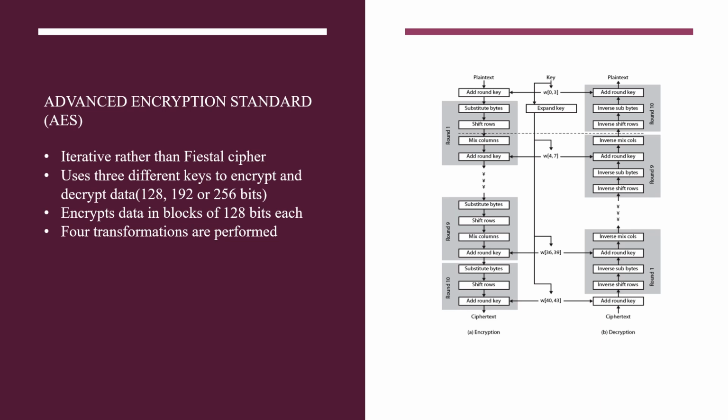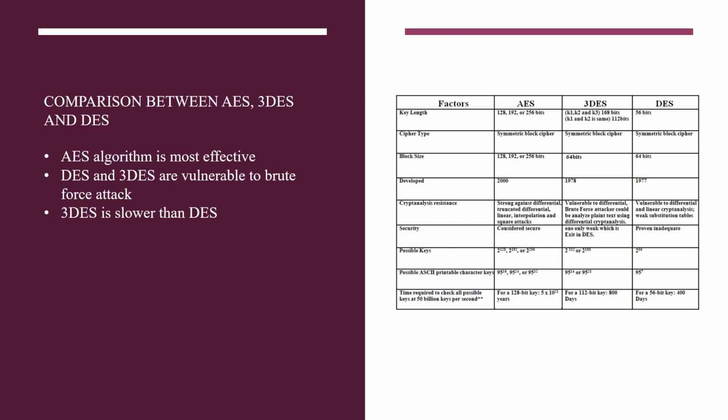Decryption is the reverse process of encryption and it is done using inverse functions. Here we have many factors that compare all the 3 algorithms, and by seeing them we can say that the AES algorithm is the most effective among them.